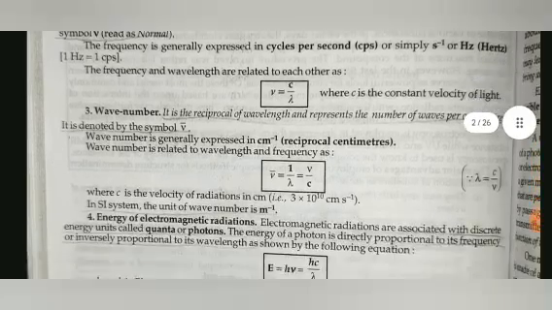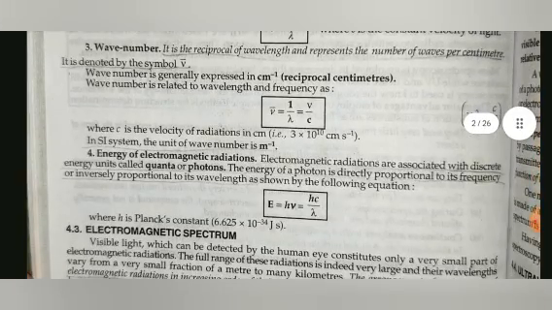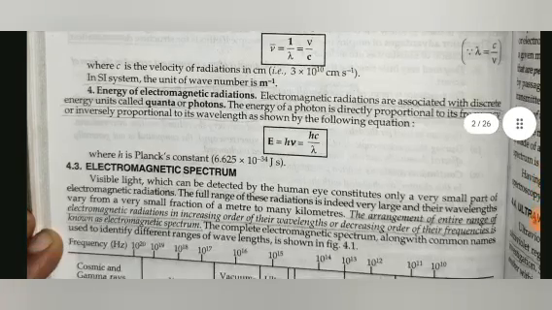Third is wave number. It is the reciprocal of wavelength and represents the number of waves per centimeter. It is denoted by the symbol nu bar. Wave number is generally expressed in centimeter inverse, reciprocal centimeter. Wave number is related to wavelength and frequency as nu bar is equal to 1 by lambda or nu by c, where c is the velocity of the radiation in centimeter. It means 3 × 10^10 centimeter second inverse. In SI units, the unit of wave number is meter inverse. Fourth is energy of electromagnetic radiation.